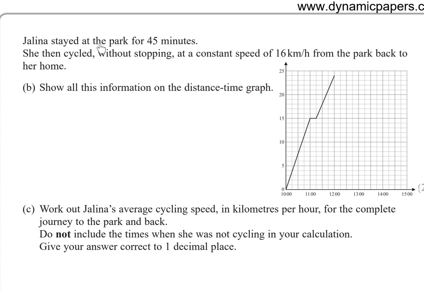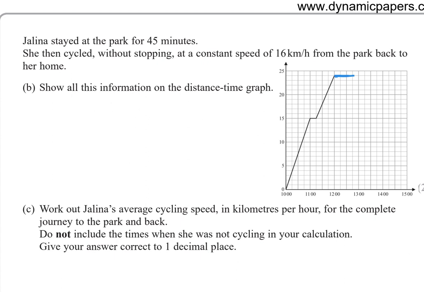So she stayed at the park for 45 minutes. 45 minutes, this means 3 small squares, because each small square represents 15 minutes. So draw a horizontal line with length 3 small squares. This represents that she stayed 45 minutes at the park.